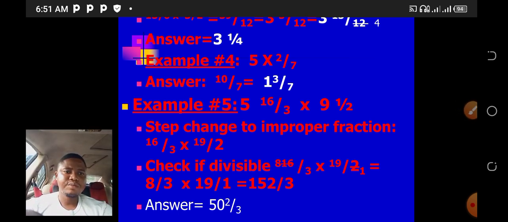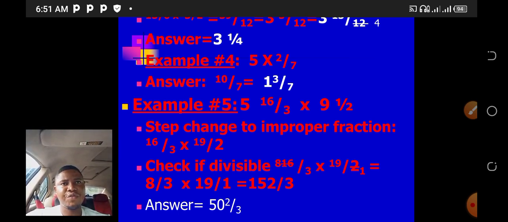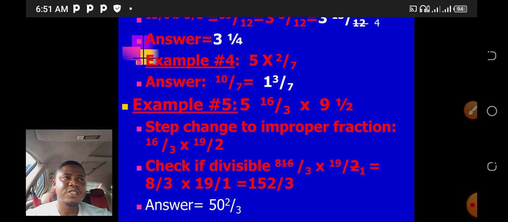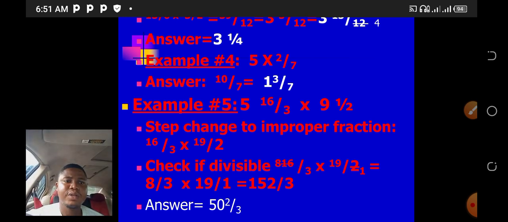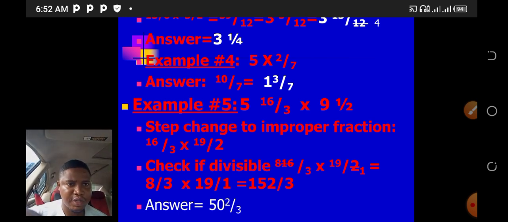Okay. You can check. Another method I'm using here is dividing. Check what is divisible. The method I've been using at first is just to multiply the numerator, multiply the denominator. But as an advanced student in mathematics, you can check the numerators, what is divisible with the denominator even before multiplying.